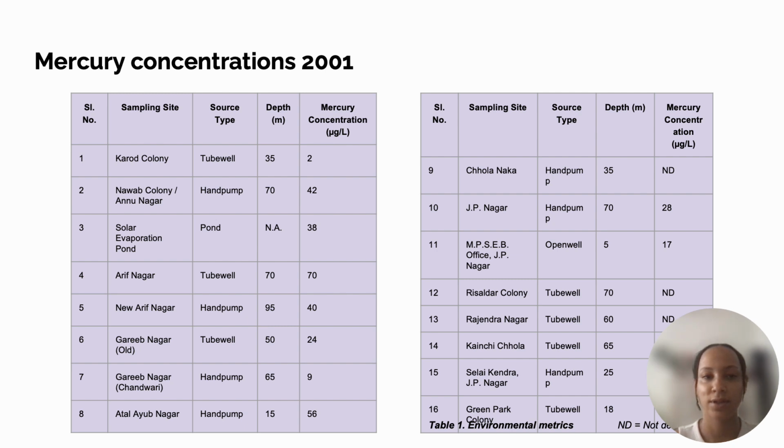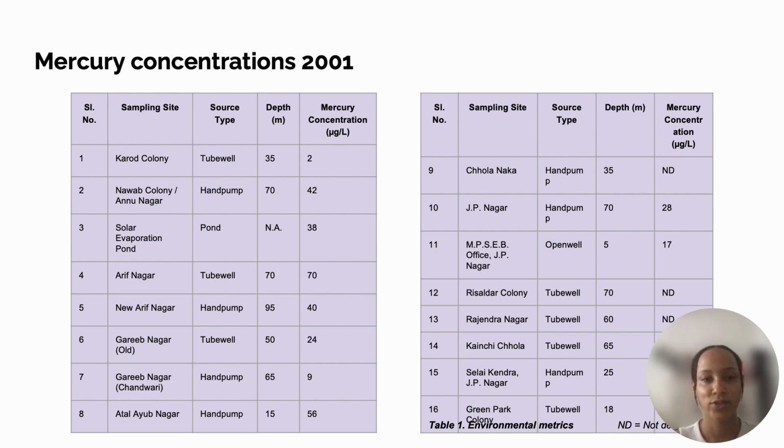On this slide, we see a table that captures mercury concentrations in groundwater samples collected during the post-monsoon period of 2001. The table extracted from the groundwater contamination near the Union Carbide India Ltd plant at Bhopal report presents data from various sampling sites, including details like the source type, depth, and mercury levels measured in micrograms per liter.